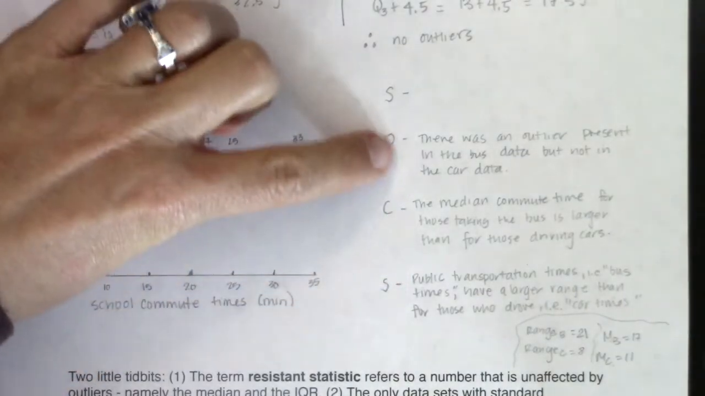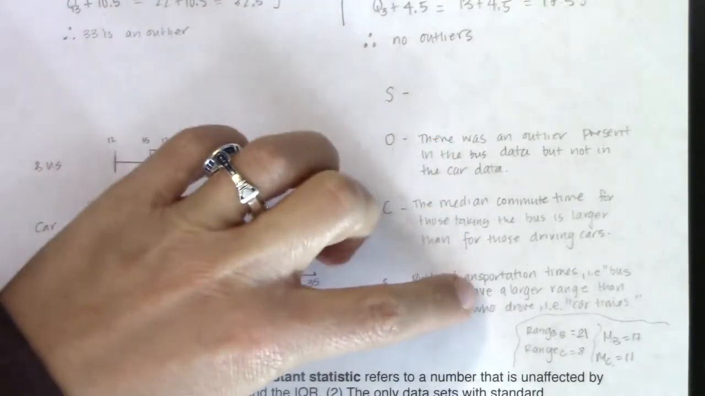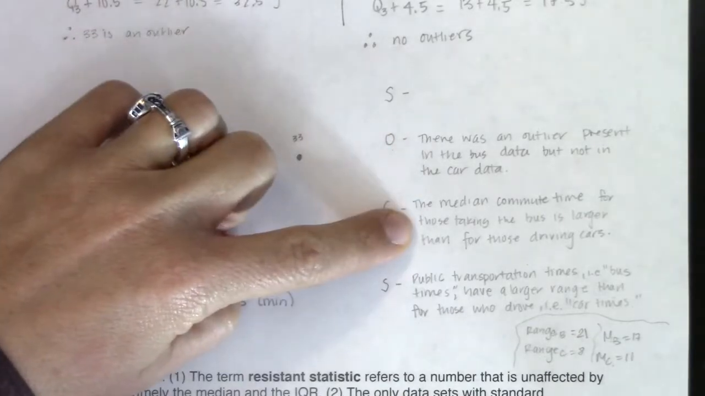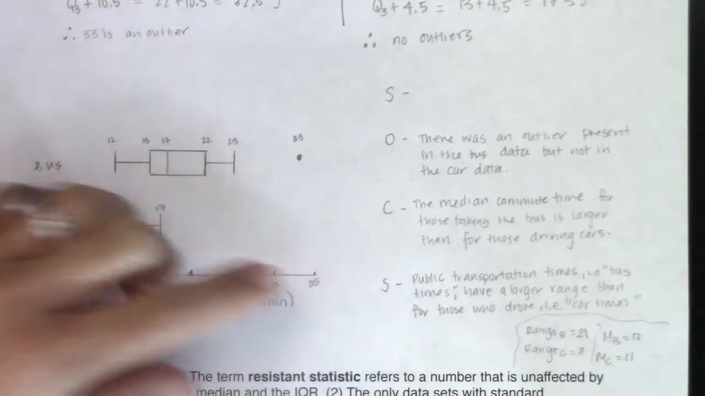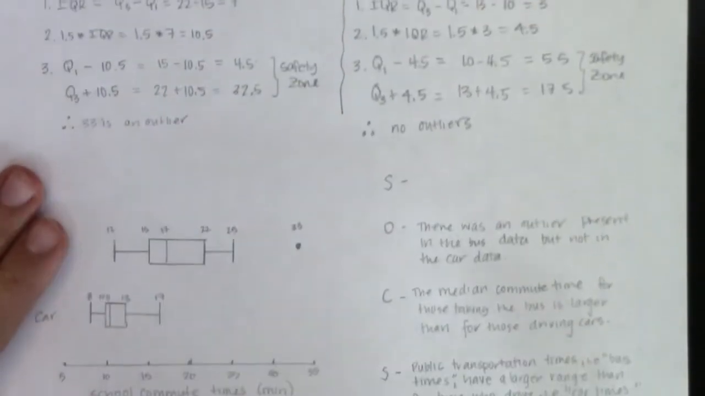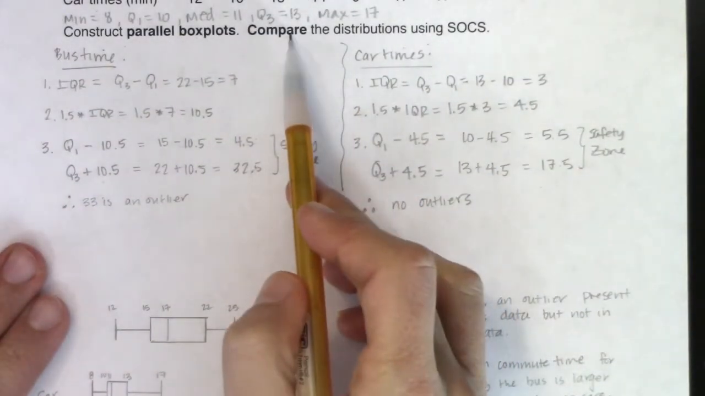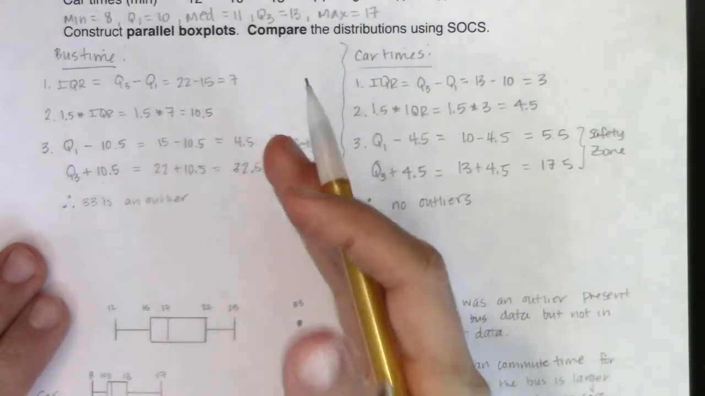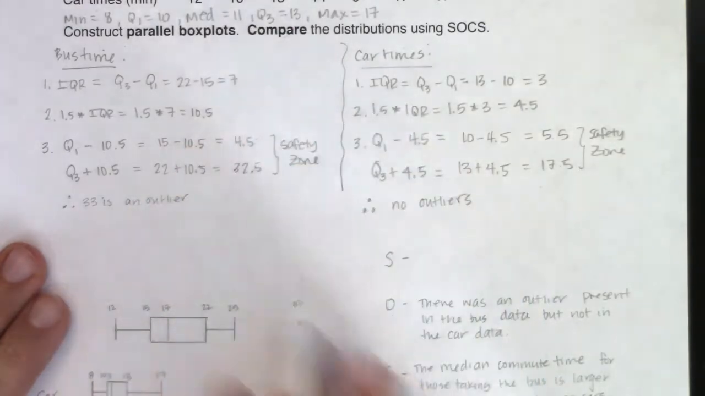So if you take a look at the sentences I wrote here, and these would be the sentences I would be expecting on a midterm, there's no numbers quoted in any of these, right? You don't actually see the number 33 where the outlier was. You don't see anywhere in this sentence 17 or 11. You don't see anywhere in this sentence 21 and 8. When you have directions that say compare the distributions, I want you to use comparative language. So I want phrases like less than, smaller than, greater than, similar to, neither, both. I want you to compare what's going on with the data sets, not just quote them.